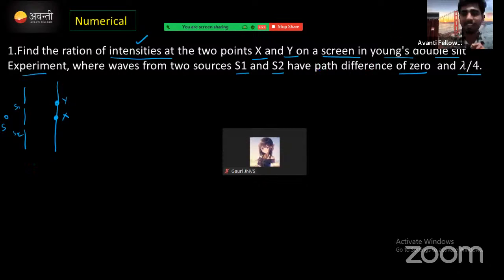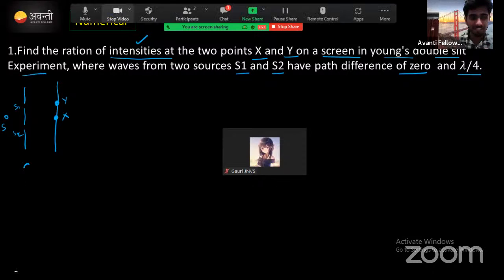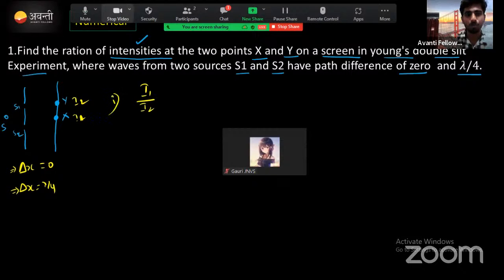The first condition is path difference, delta x. Delta x value will be 0. When it is 0, we need to find their intensities I1 and I2. And the second condition is when the path difference is lambda by 4. In this condition also, we need to find the ratio. That means the I1 by I2 ratio needs to be found in 2 cases.